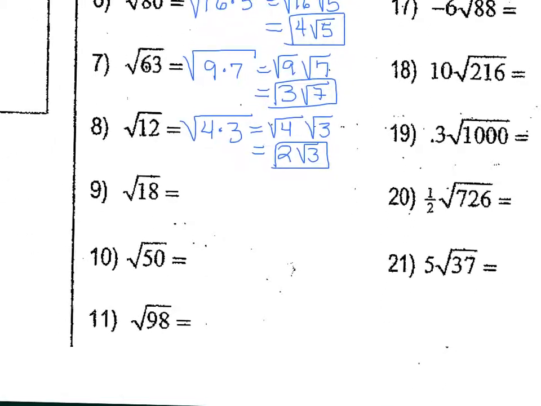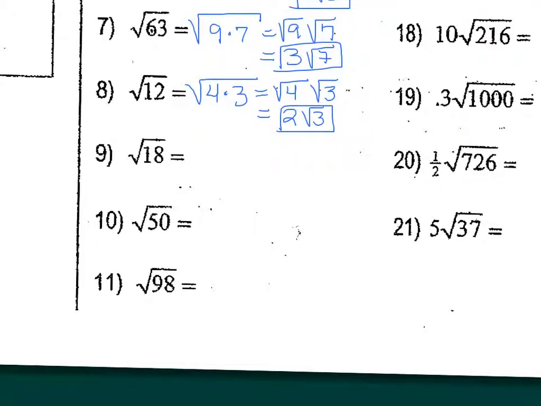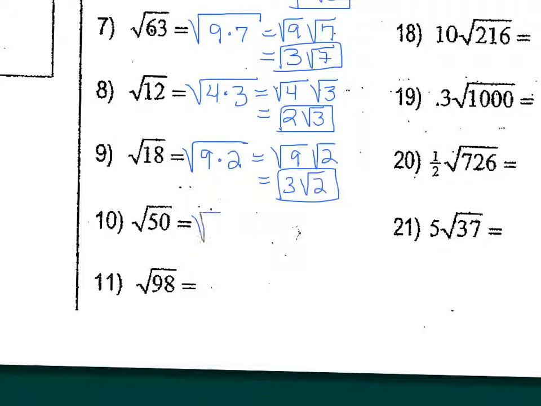Number 9, which is the greatest perfect square that goes into 18? 9, right? 9 times 2. You rewrite it. Square root of 9 is 3, so it's 3 square root of 2. 50. What are the factors? 25 times 2. Roman, you're great at factors. Square root of 25, square root of 2. What's the square root of 25? 5. 5 square root of 2.